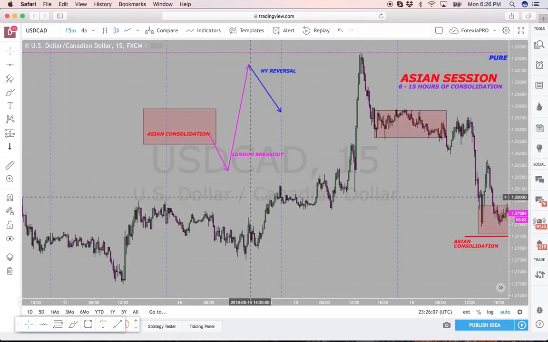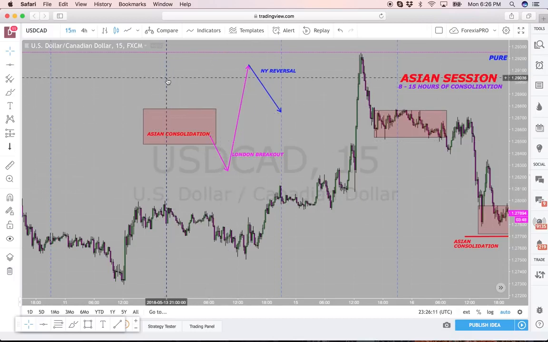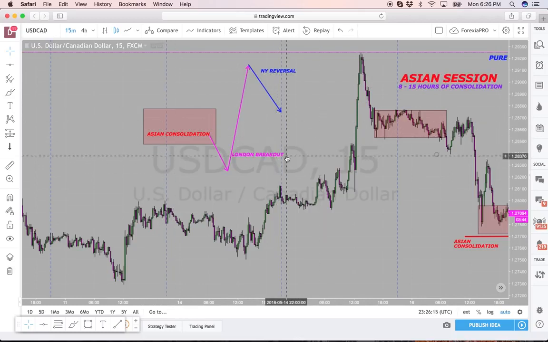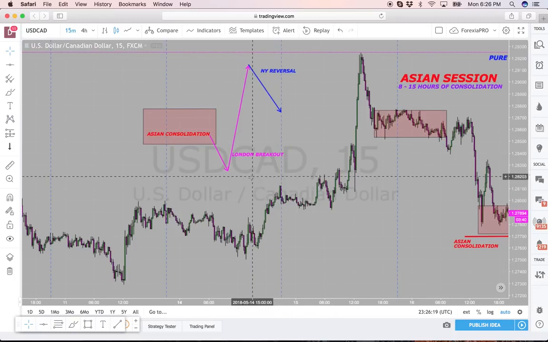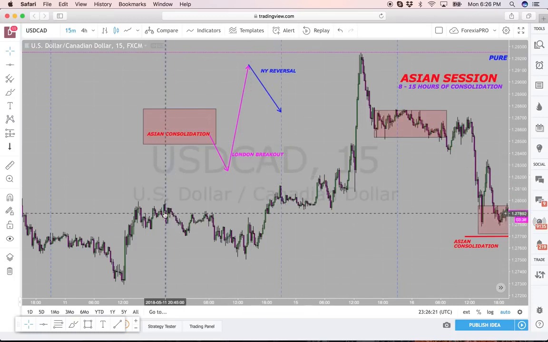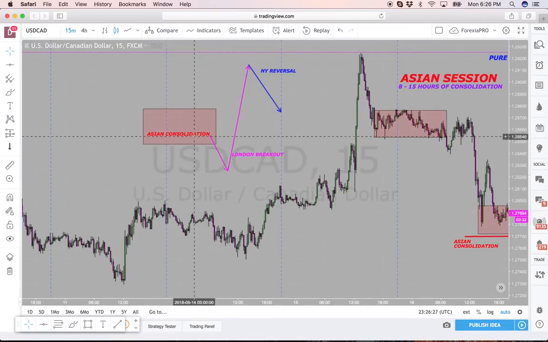Delete all your indicators. It's all BS. This, if it was an indicator, it would be the most important indicator that exists. You guys have no idea how important this is. Just knowing when the day starts and ends so you can understand Asian consolidation and understand the entire puzzle, which I'm about to explain right here.